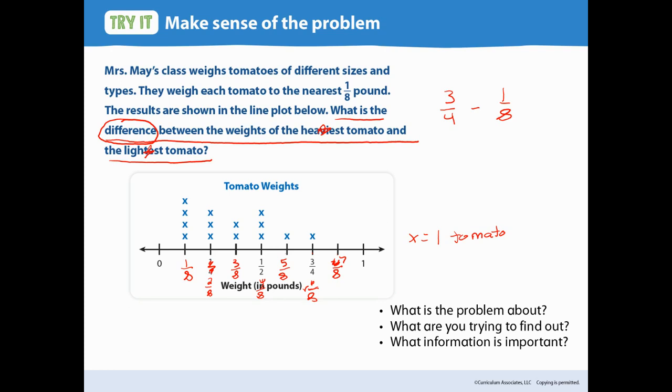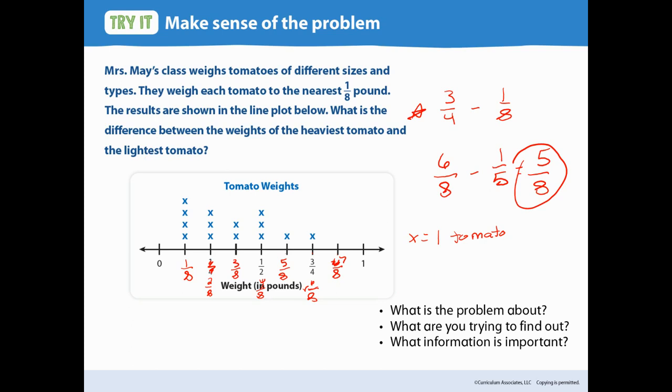I like to do that because number one, it gives me a common denominator to work with. But number two, when I'm doing things like this up here, I don't have to change anything. I already have it. So 3/4 is the same as 6/8. So I now have 6/8 minus 1/8, and that's easy subtraction for us. All right. So the difference between the heaviest and the lightest tomatoes in Mrs. May's class is 5/8.